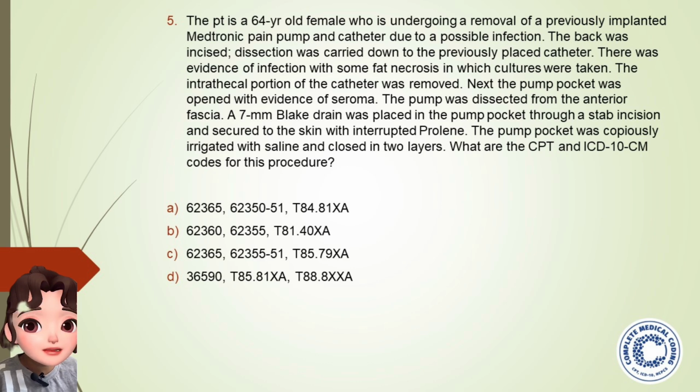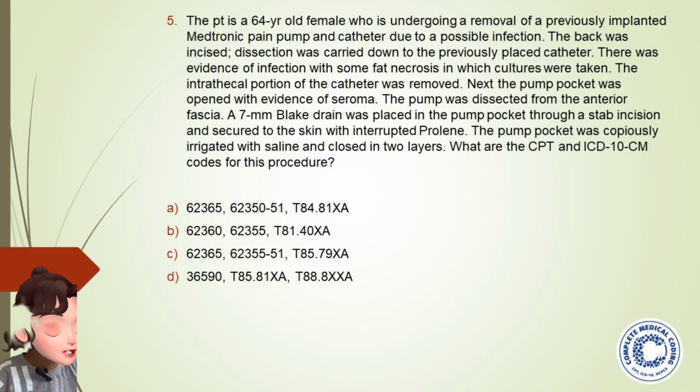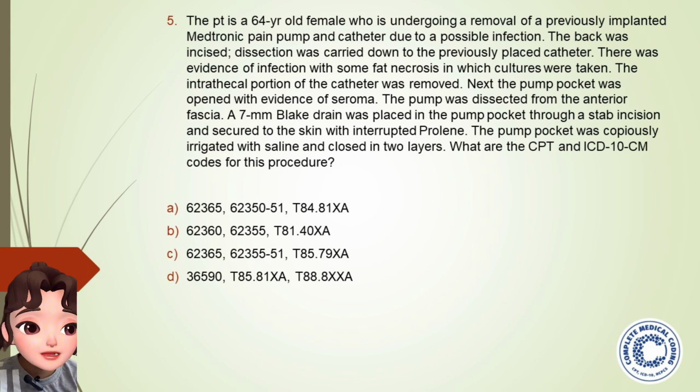Along with modifier 51. Why 51? Modifier 51 represents multiple procedures. See, in the fourth line it's mentioned the intrathecal portion of the catheter was removed. So the intrathecal portion of the catheter being removed is the first procedure, which is code 62365.